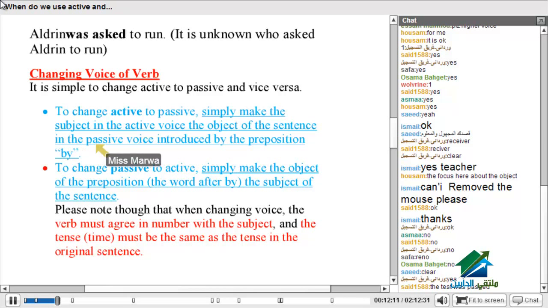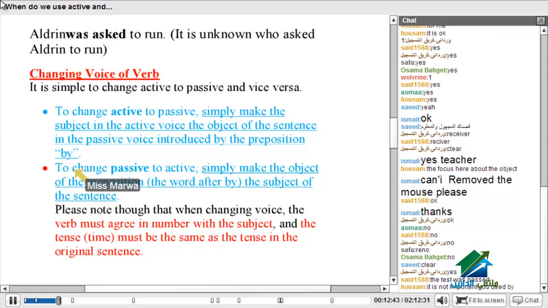طبعاً, the object of the sentence in the passive voice is introduced by the preposition by. Okay? لازم أحط before the object نفسه the preposition by. To change passive to active, please focus, يعني pay attention, عشان يعني maybe ال point دي تعمل مشكلة معاكم شوية. ف take care. هي simple قوي but take care. To change passive to active, simply make the object of the preposition, اللي هو which came after by, the subject of the sentence. يعني ال word اللي جاية بعد by هي اللي هتبقى the subject بتاعي.